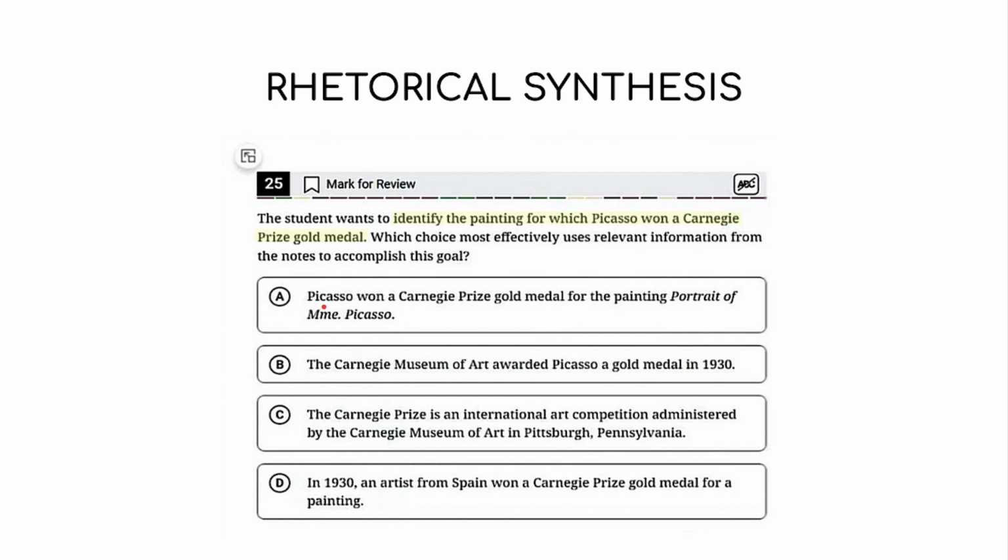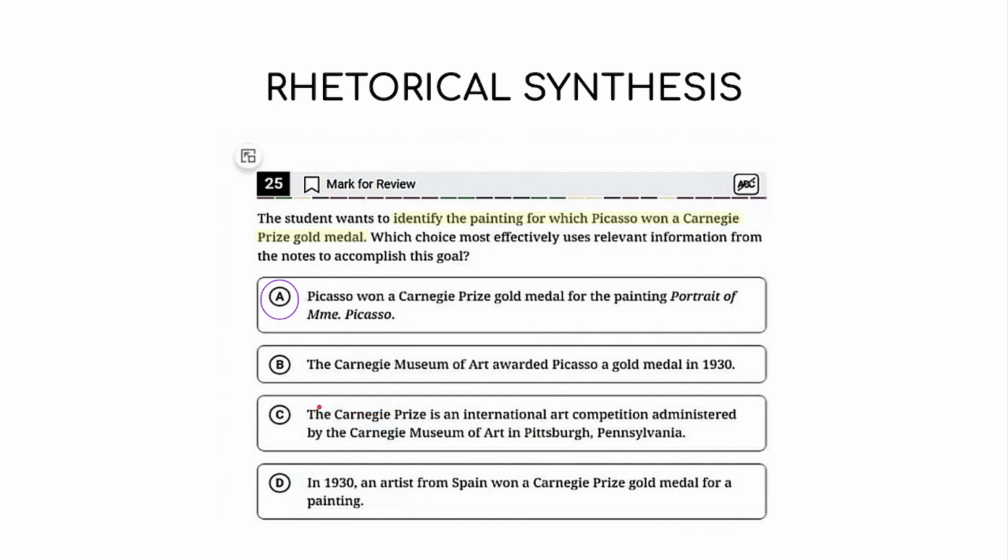So let's look at A. Picasso won a Carnegie Prize gold medal for the painting Portrait of Mme Picasso. Wow, it told you exactly what painting he won it for, so A is going to be your answer. Just like that, it's that easy. But for funsies, I'm gonna go through the rest as well. The Carnegie Museum of Art awarded Picasso a gold medal in 1930. That's cool and all, but it doesn't tell you what painting he won it for.